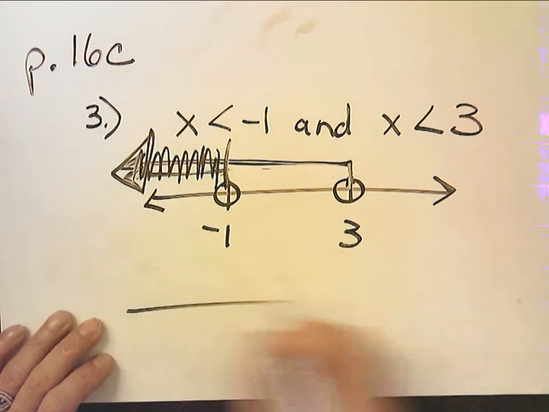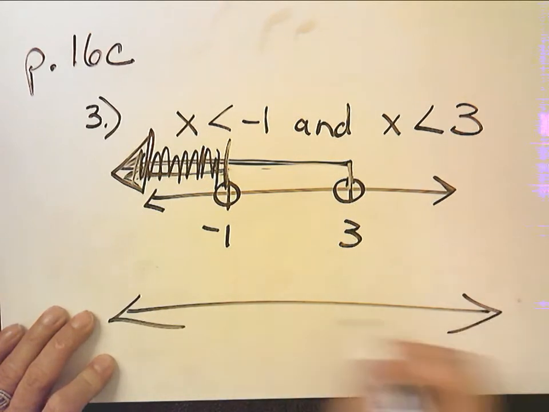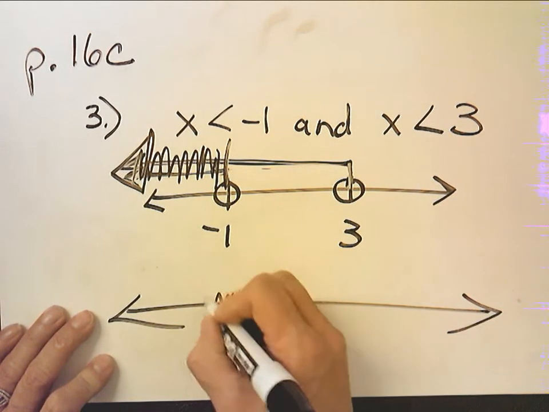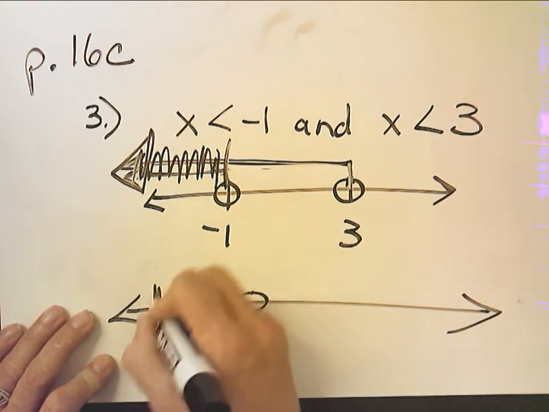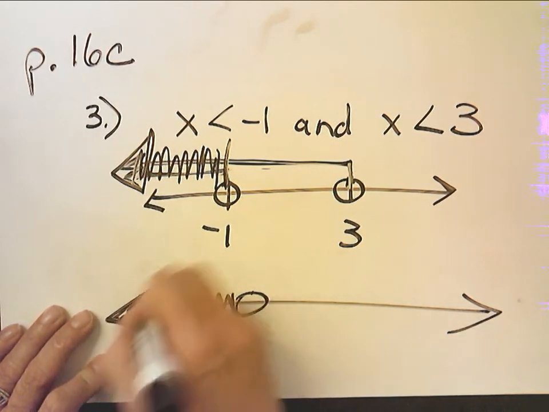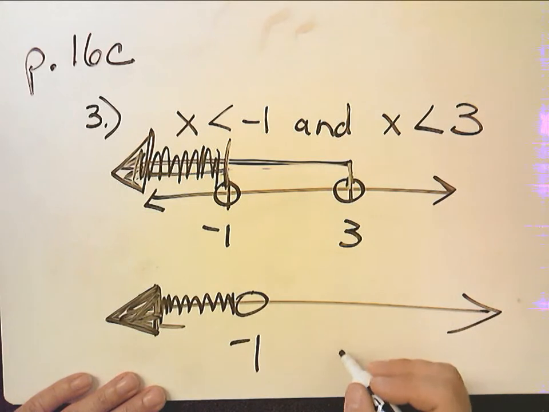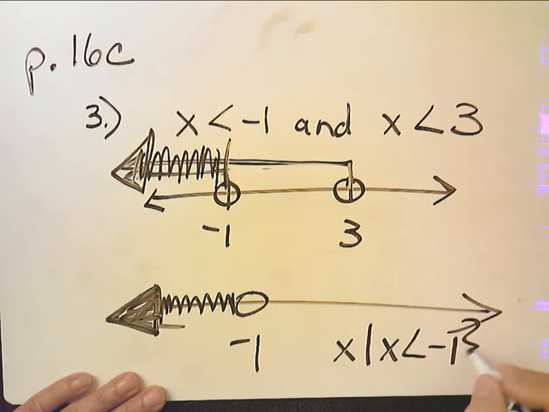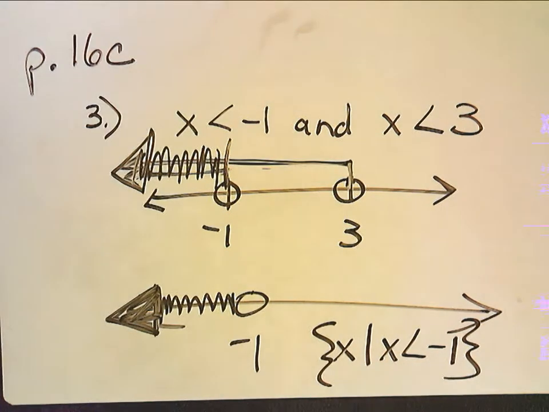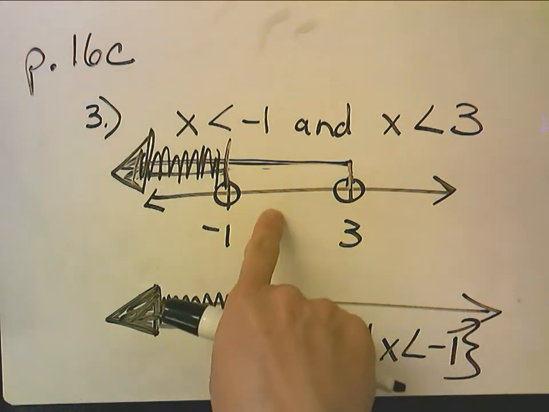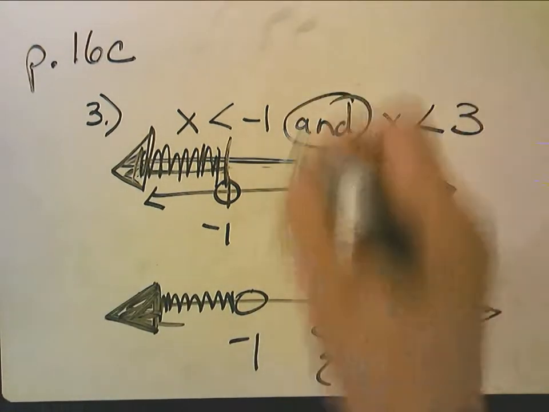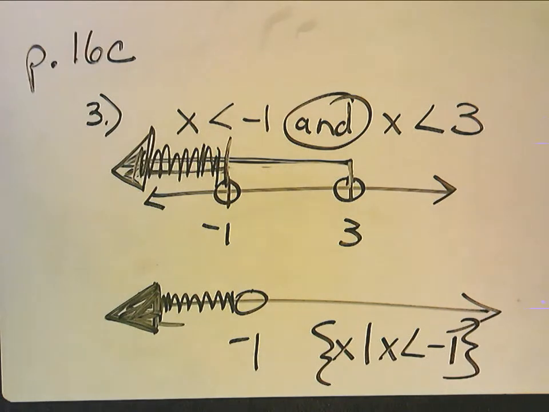Okay, so your final answer would be, less than -1 would go this way. So my answer would be all real numbers x such that x is less than -1. Okay? Because and means where they overlap. They only overlap from -1 on. And means they have to fulfill both requirements.